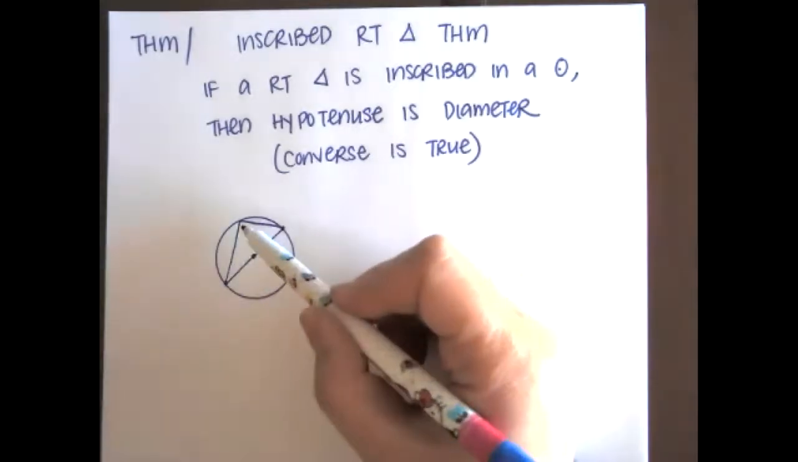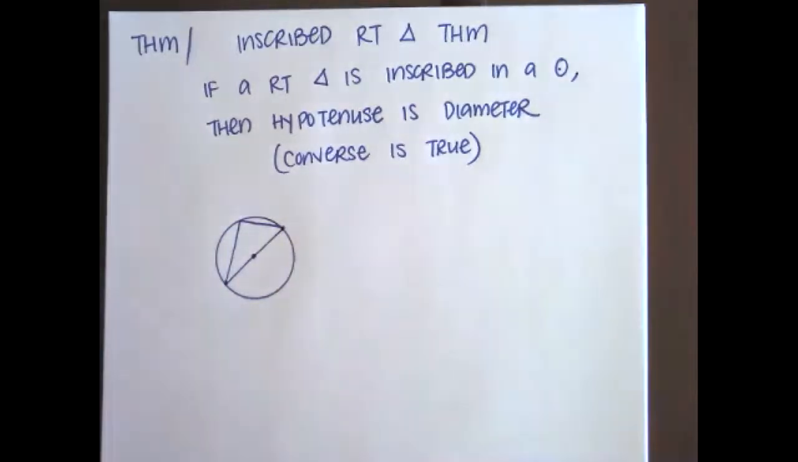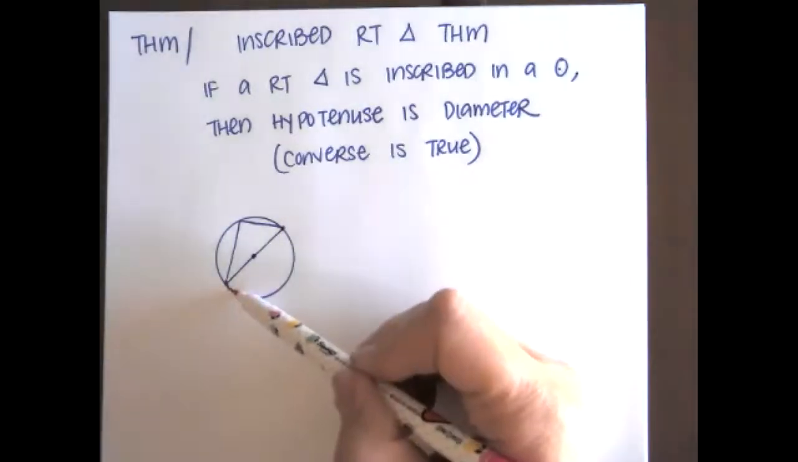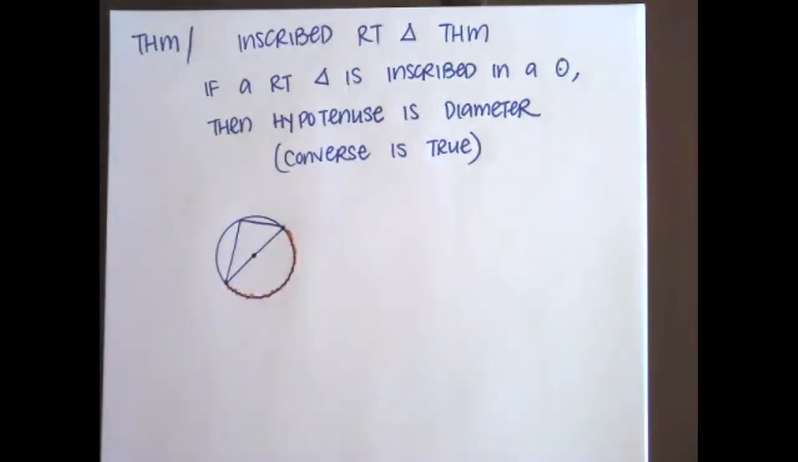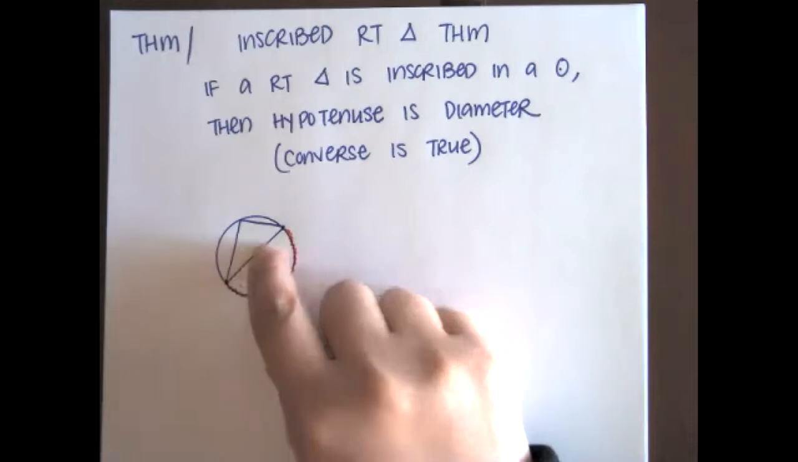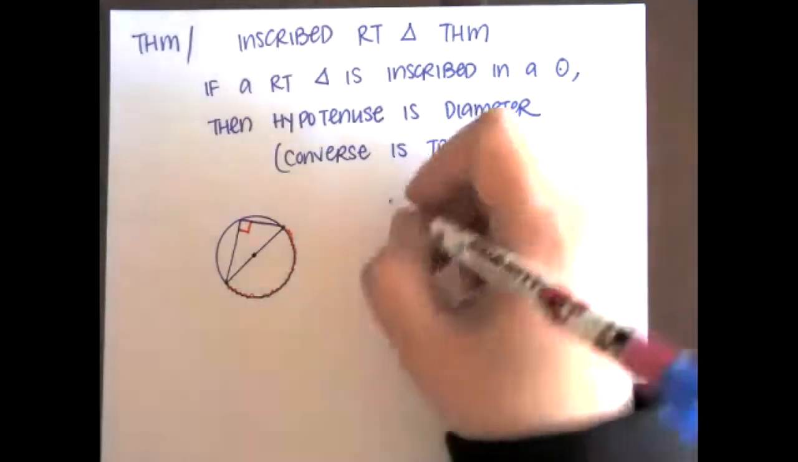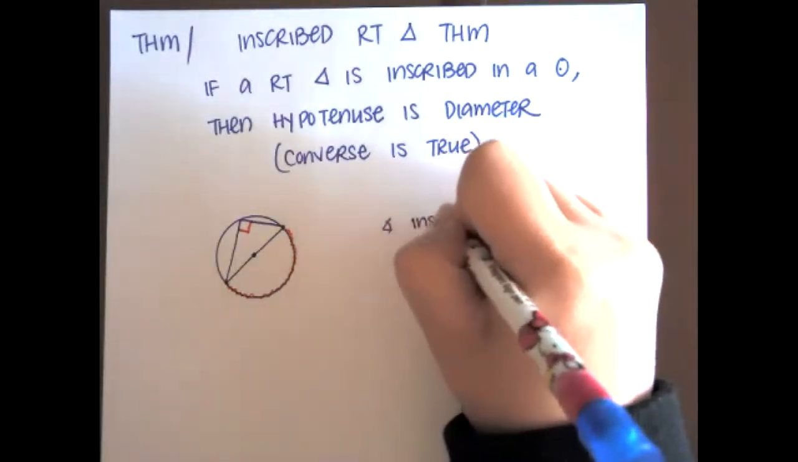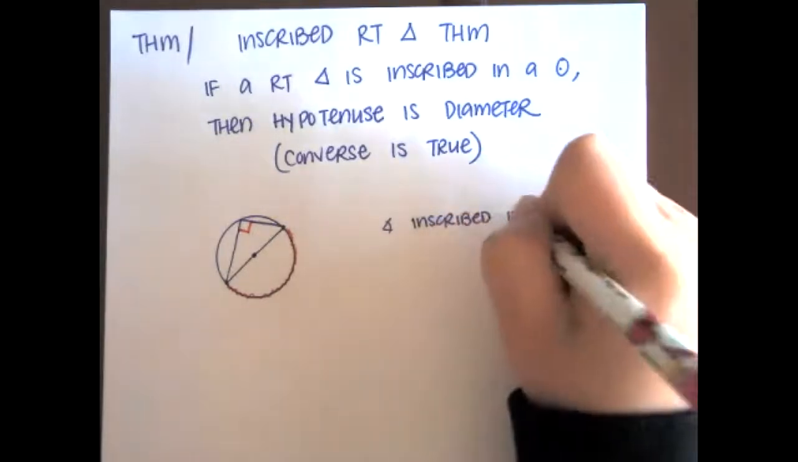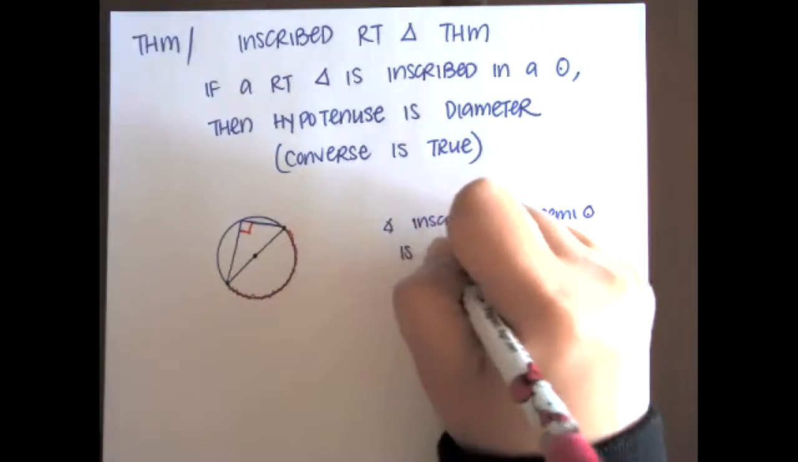How do we know that? Well, this is an inscribed angle. Isn't the intercepted arc this whole thing here? Intercepted arc is all the way around that way, which is a semicircle because this is a diameter here. So that makes this a right angle. So you can also think an angle inscribed in a semicircle is a right angle.